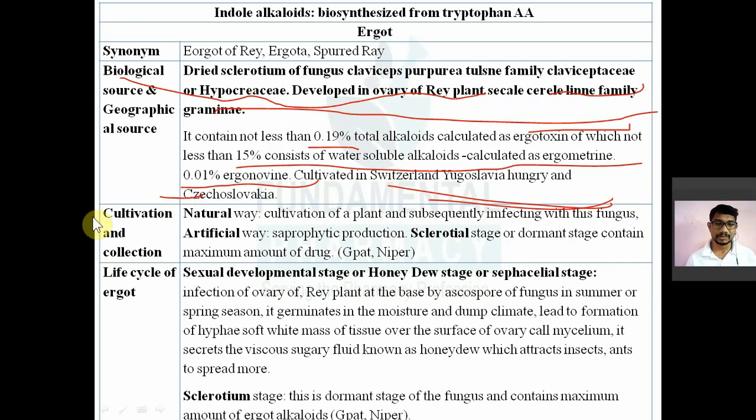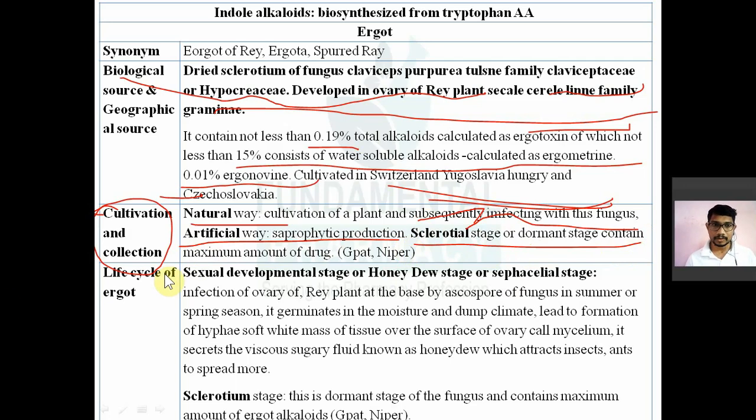Now cultivation and collection, actually it is not very important, but you should know the three ways to cultivate this ergot. First one is the natural way, where you just have to raise the plant like Secale and then cultivate the rye plant and subsequently infect that rye plant with the fungus. That is the natural way. Now the artificial way is known as saprophytic production. Just remember that only. There is no need to go into detail. Third one is the sclerotial stage or dormant stage.